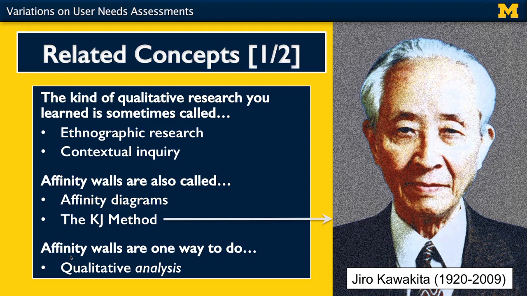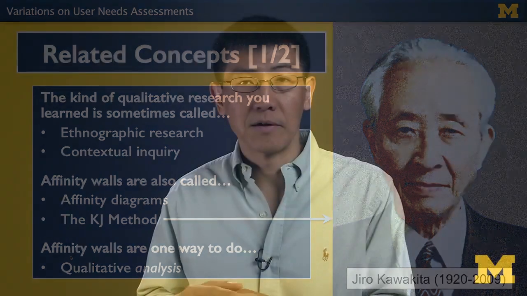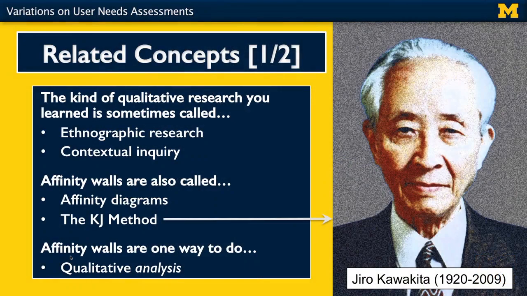The methodology is also sometimes called contextual inquiry. There is an entire science called contextual design, in which the idea is to understand the larger context in which a product or service is used as a way to gain insights into it. And the methodology that we've learned in this course takes elements from contextual inquiry. Affinity walls on their own are sometimes also called affinity diagrams. And in some communities, particularly the entrepreneurial community, they're often called the KJ method, named because affinity walls were originally invented by a man named Jiro Kawakita.